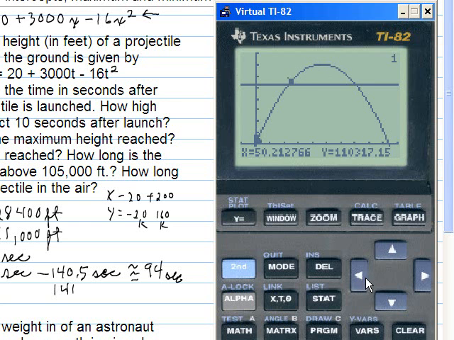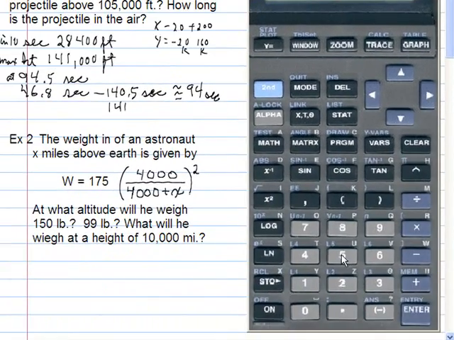So again, I'm close to the point of intersection, so I'm going to do a second trace 5. It says first curve. I'll use that for my first curve. Now you can see that it did jump to the lower curve for the second curve. That's my second curve. I want to know where those two curves intersect.